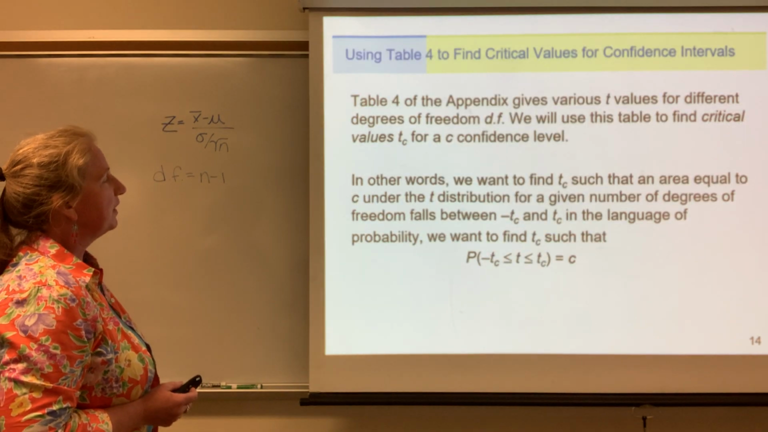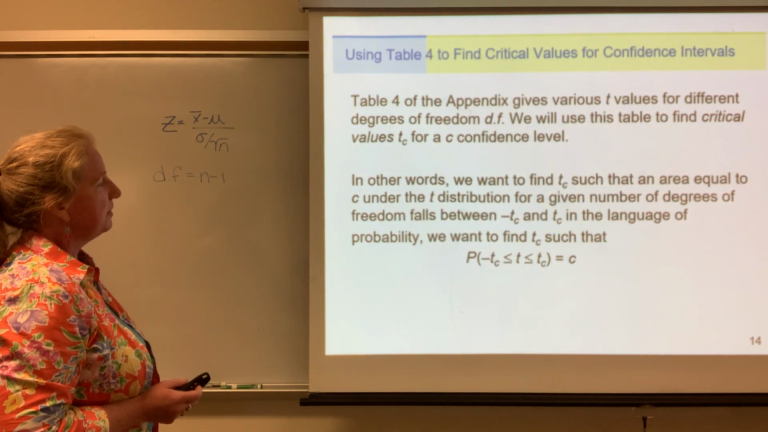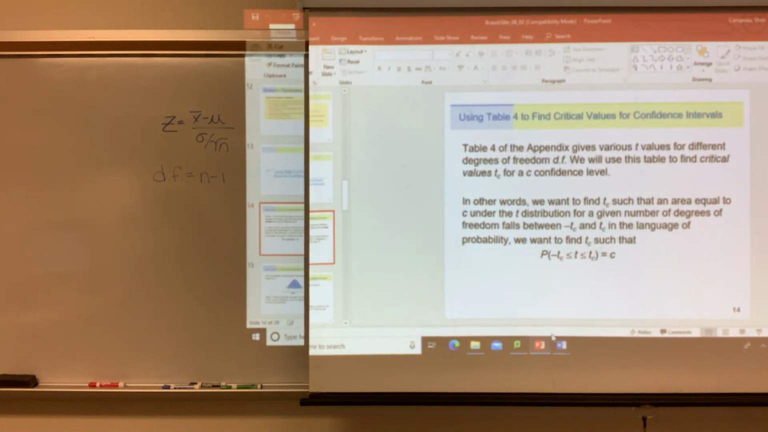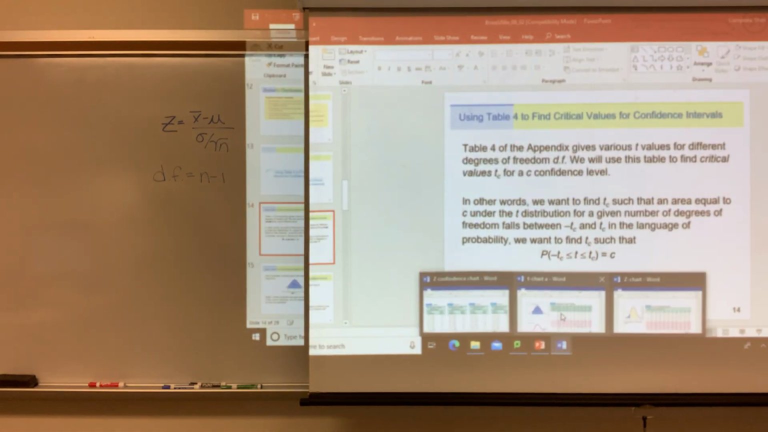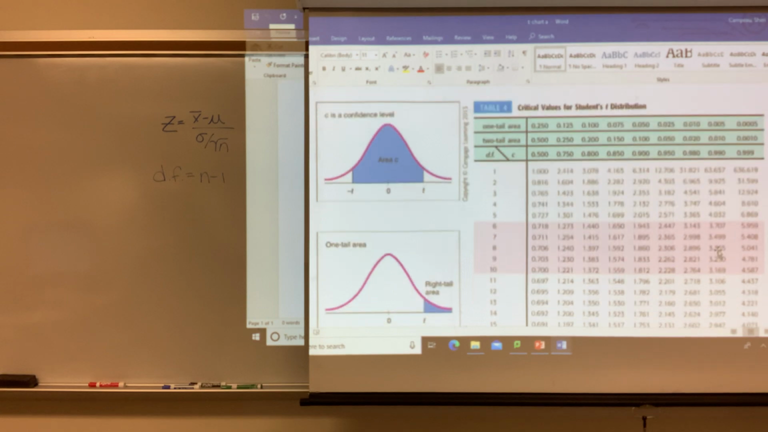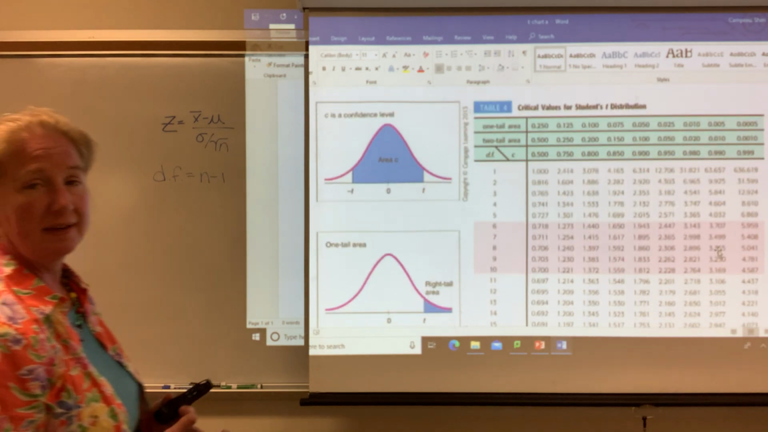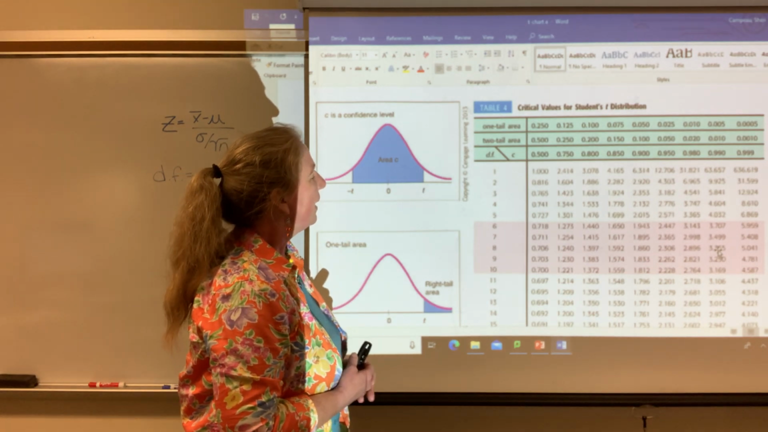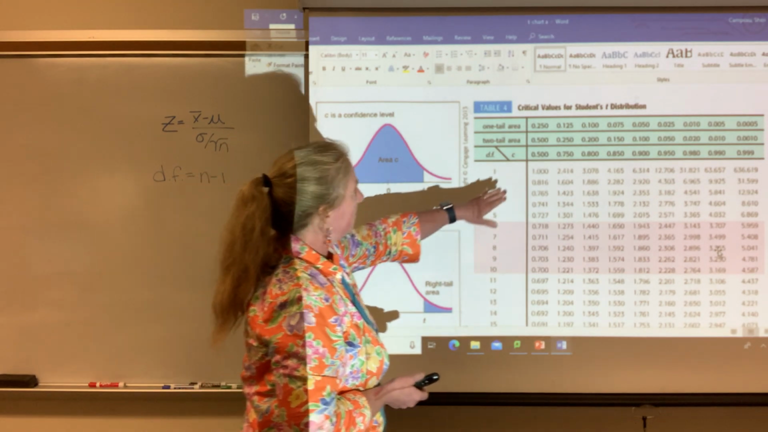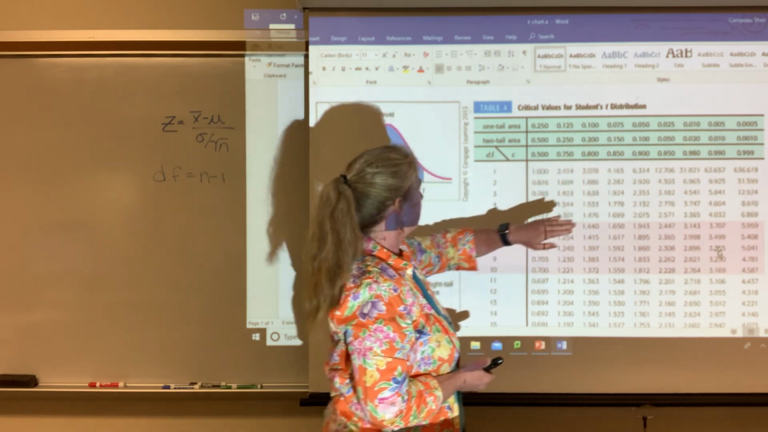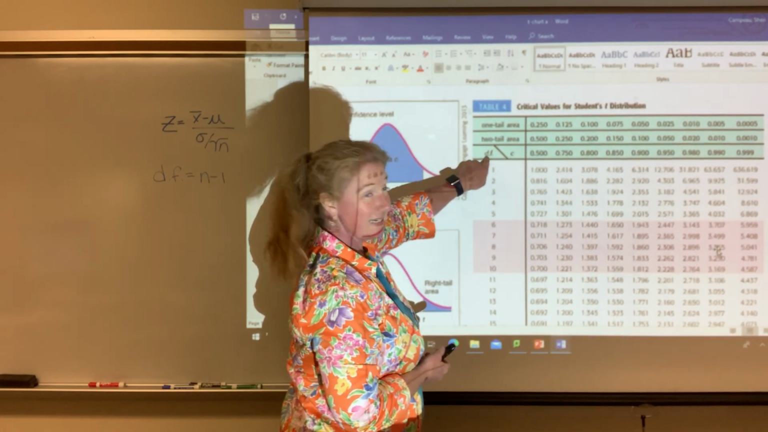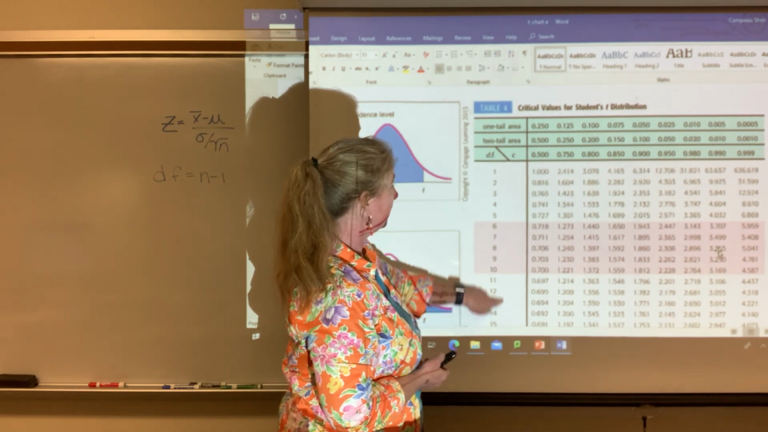So how do we find those critical values? Let's jump over and look at our T-chart. Again, this is posted on Canvas. It's also in the book. You can pull it from all kinds of places. But how do we read this? So this is the T distribution. So here, this first column is my DF, my degrees of freedom.